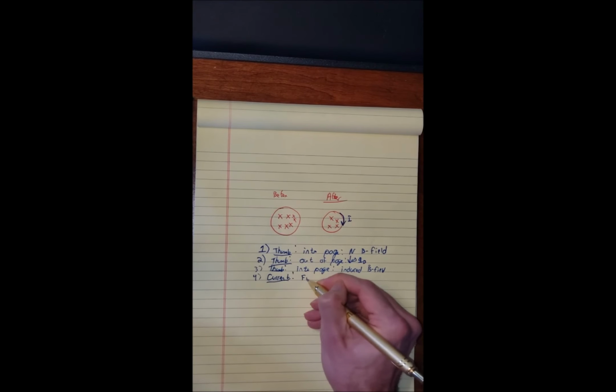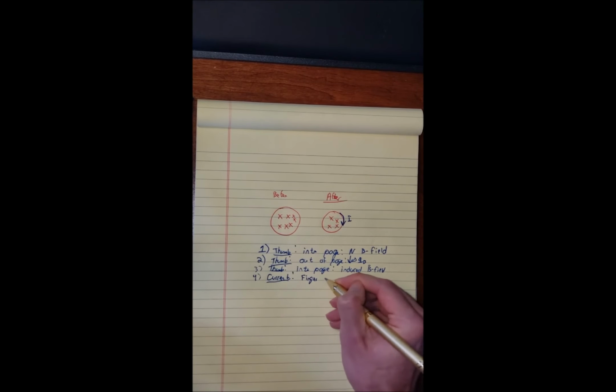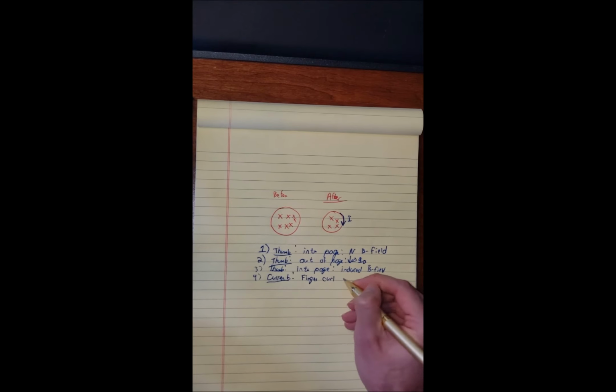So for current, fingers curl clockwise, and that represents the direction of the current.